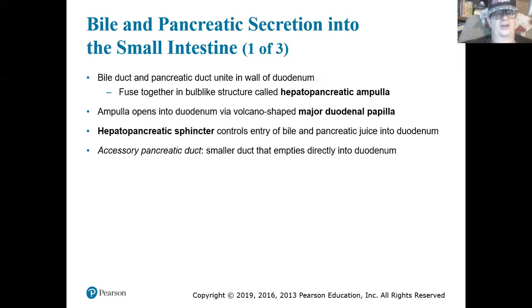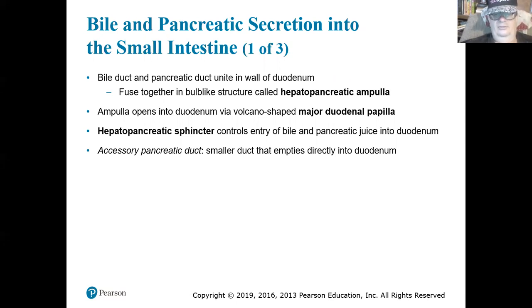So the bile duct and the pancreatic duct unite in the wall of the duodenum, and they fuse together into a little structure that sticks in a little bulb-looking thing called the hepatopancreatic ampulla. So this ampulla opens up into the duodenum, volcano-shaped. Okay, I would have thought more of a giant pimple, but whatever. Volcano-shaped major duodenal papilla. In other words, that's where all the stuff comes in. The hepatopancreatic sphincter controls bile and pancreatic juice going into the duodenum. The accessory pancreatic duct is a smaller duct that empties directly into the duodenum. So that exists too. It doesn't hurt to know that that exists too, but I want you to definitely know the main one, the hepatopancreatic ampulla.